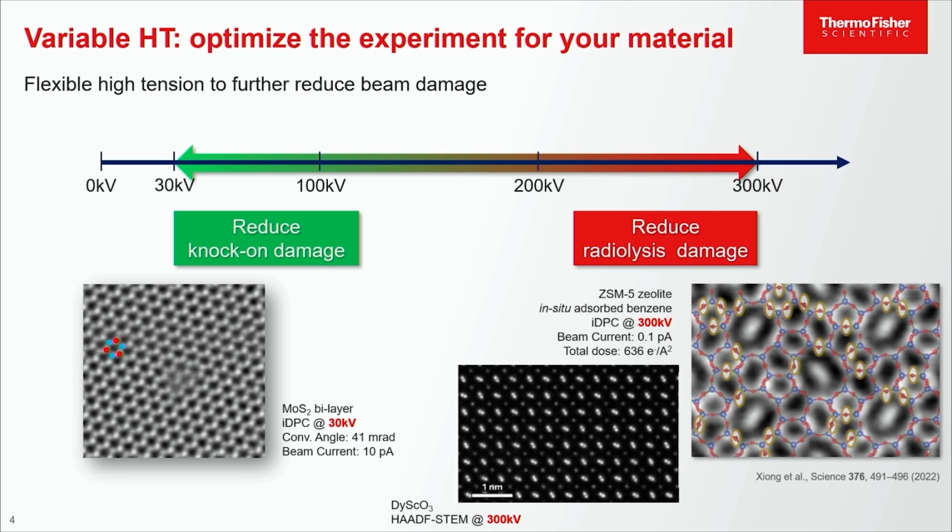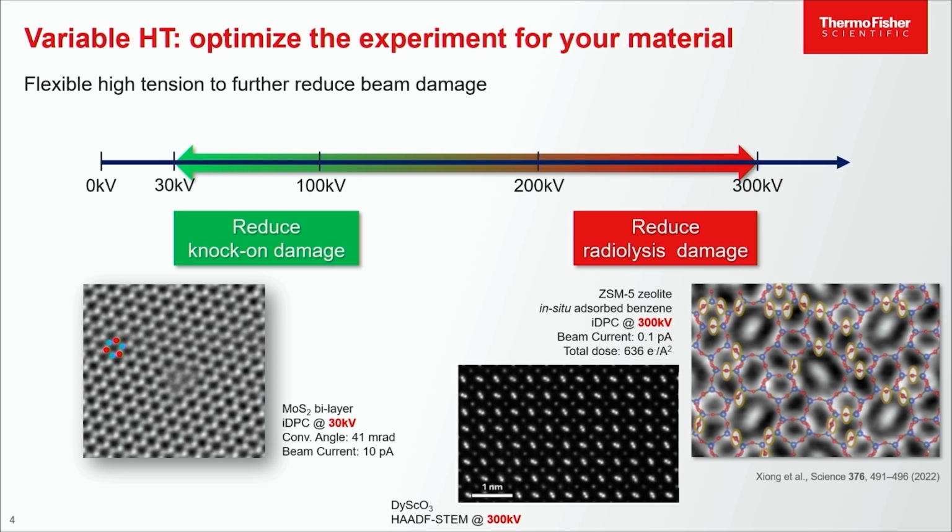If you want to fight against radiolysis, you usually want to go as high as possible. Here is an example of DSO, dysprosium scandate, a perovskite. You can see the dysprosium dumbbells very well. The image is taken at 300 keV. And this is really a nice example. It's not really a quantum material, but I decided to still include it.